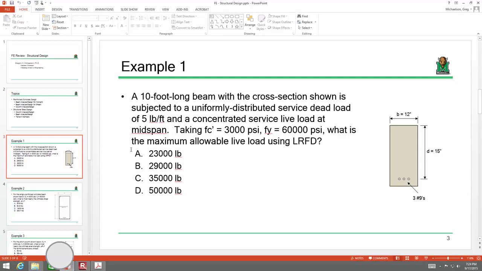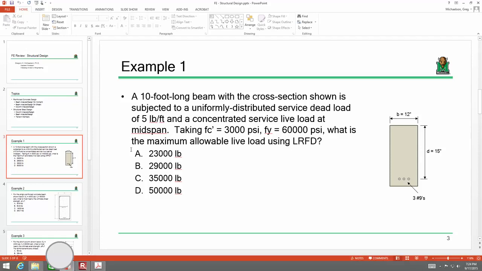All right, so I got a beam that's 10 foot long, and it's got this cross-section shown. And if you look at the cross-section, the numbers are actually fairly small. It's being subjected to a uniformly distributed service dead load of 5 pounds per foot and a concentrated service live load at midspan. They didn't give us the live load. So there's some point load at midspan. We don't know what it is yet.